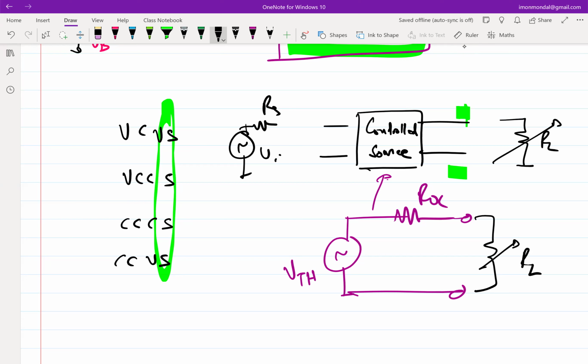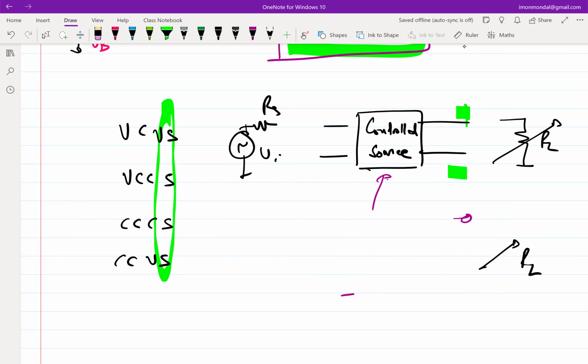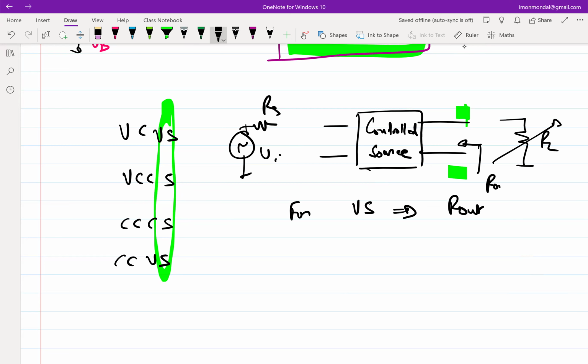So if you want this control source to behave like a voltage source, Rout has to be much lesser than RL. And for a current source, naturally the opposite is true. Rout has to be much greater than RL.